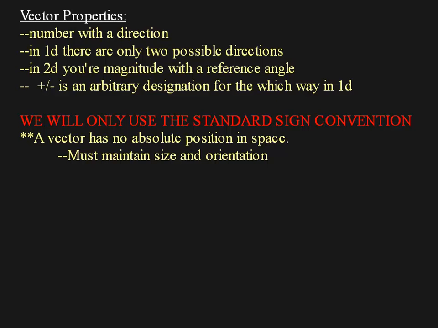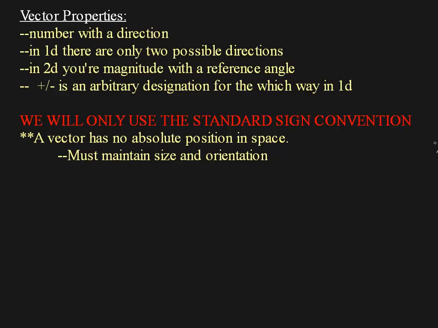Now, where it gets to be a little different is that in 2 dimensions, you're given a magnitude, but you're not given a minus sign, ever. You're always given a reference angle. So they tell you how long the arrow is, and then they tell you what direction the arrow points.